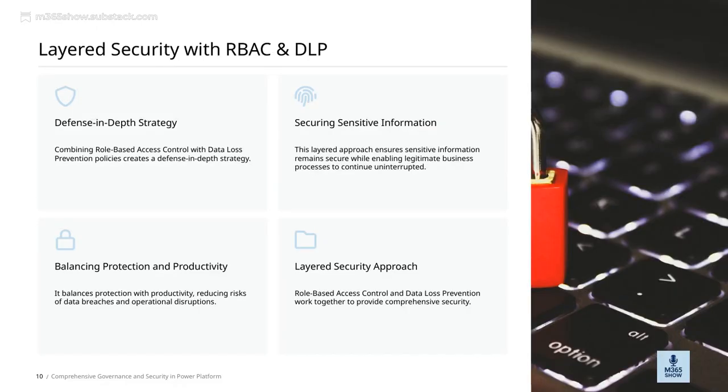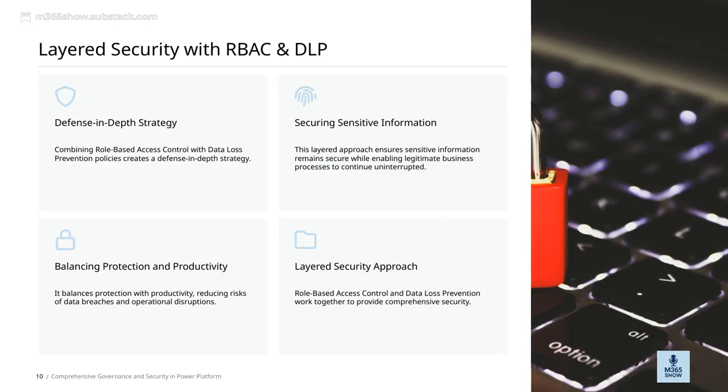Now, let's take a closer look at how layered security works within the Power Platform. At its core, it involves combining role-based access control, or RBAC, with data loss prevention policies. These two security measures work hand in hand to create a comprehensive security framework. The layered security approach is all about finding the right balance, protecting sensitive data while still allowing users to be productive.